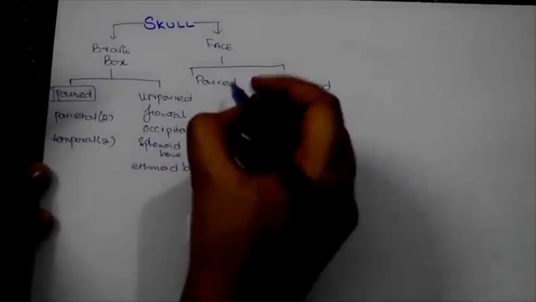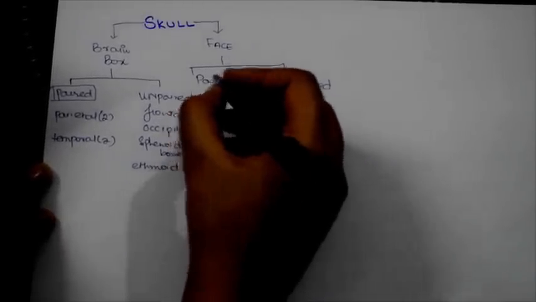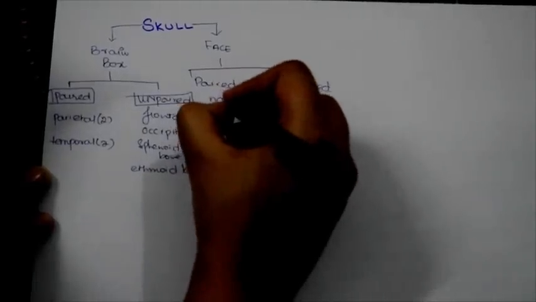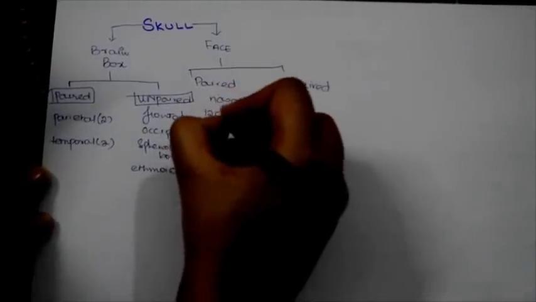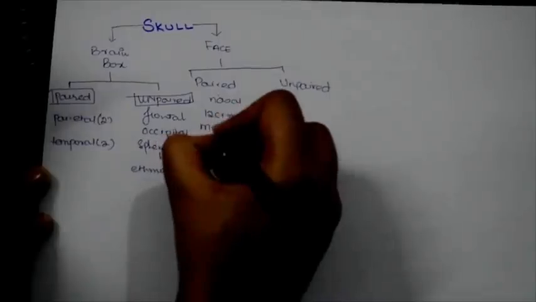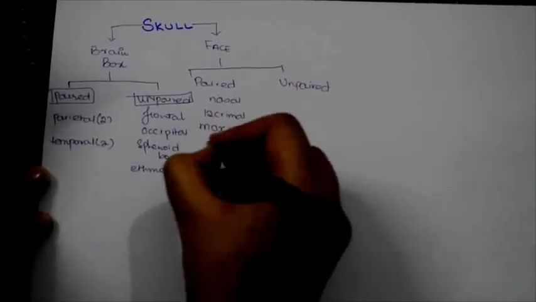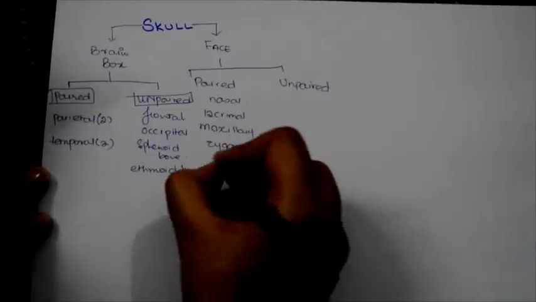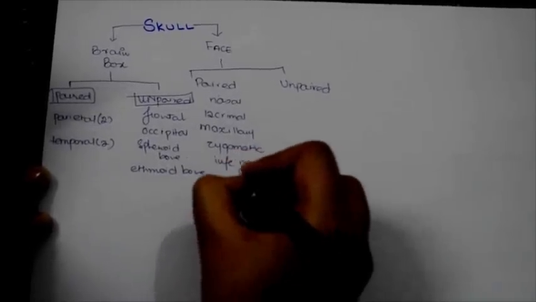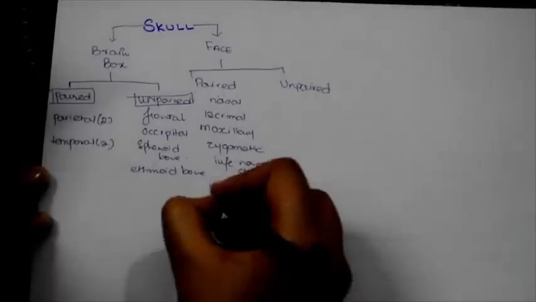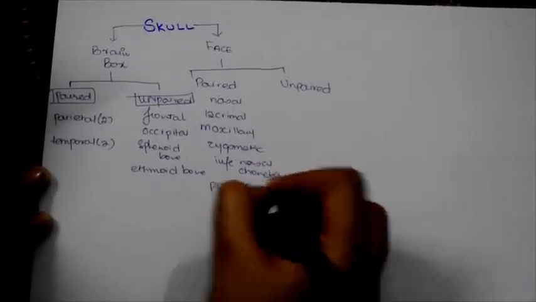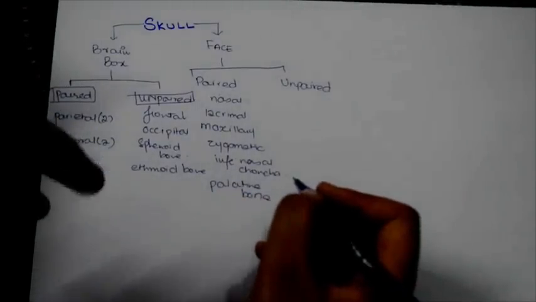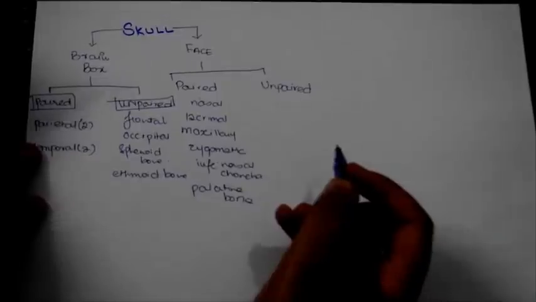And in the face, the paired are about 6 in number: nasal, lacrimal, maxillary, zygomatic, inferior nasal concha, and the palatine bones. And I hope that you will be able to recognize them on the skull if it's given to you.